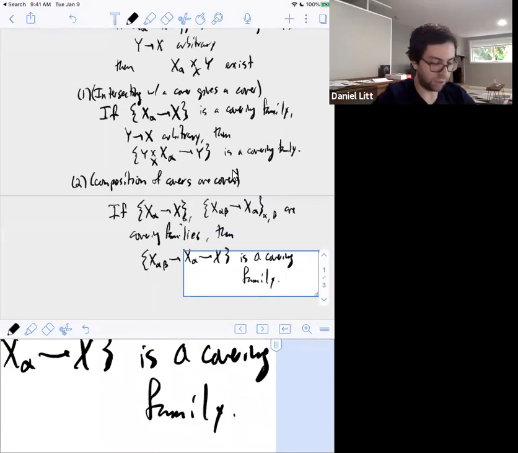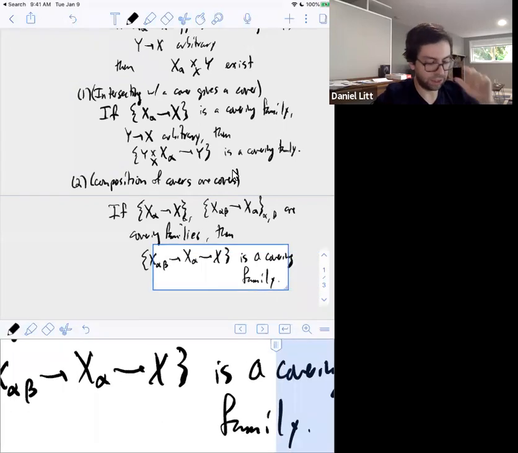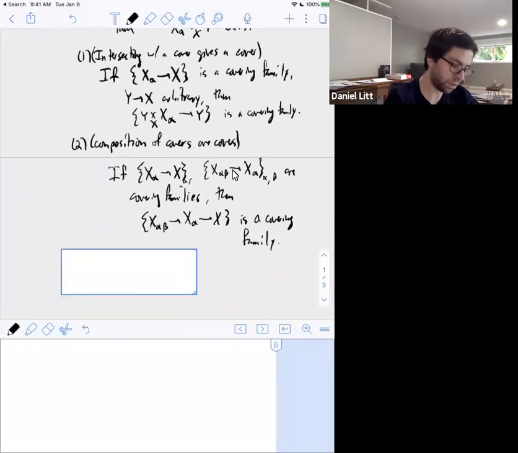Okay, so what is this saying in the setting of topological spaces? It's that if you have a cover of an open set by subsets, and then a cover of each of those subsets, well, that means you've covered the whole set. Okay, and then finally, there's the statement that isos are covers.